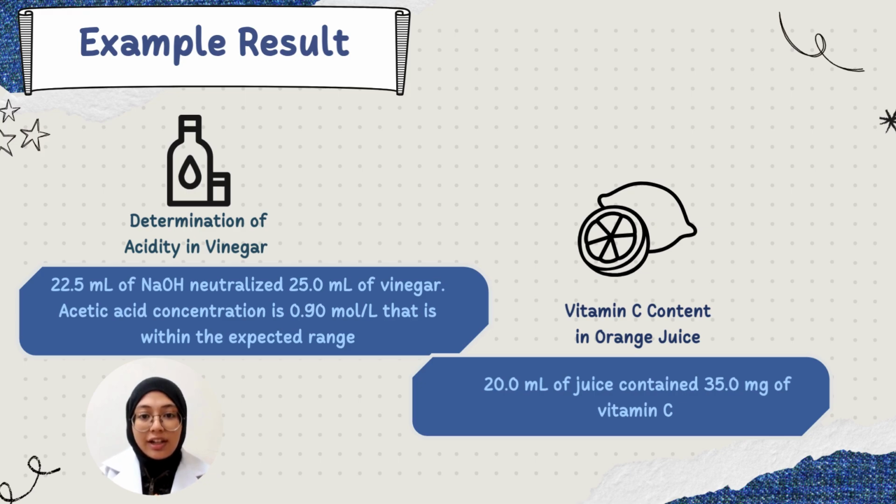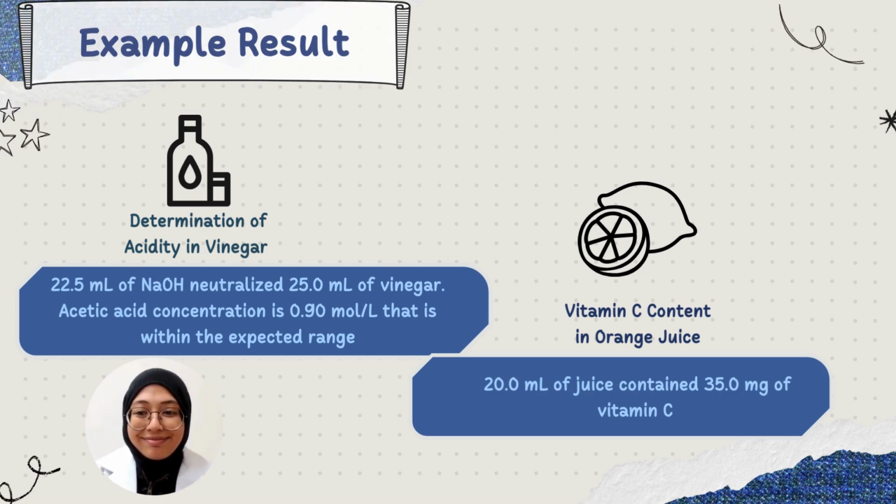The next example is the vitamin C content in orange juice. By using the iodine solution in a redox titration, we determined that 20 ml of orange juice contained approximately 35 mg of vitamin C, or what we call ascorbic acid. These amounts align with the nutritional information provided on the packaging, confirming the product's authenticity.